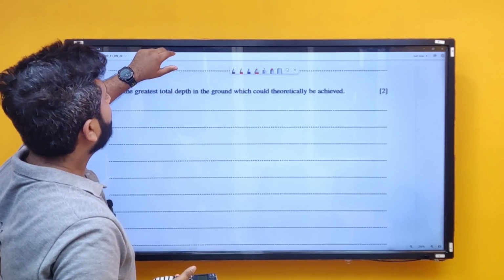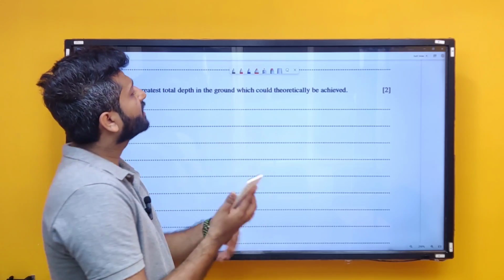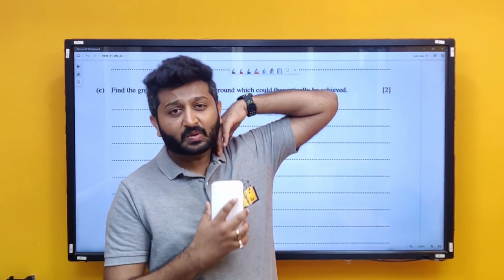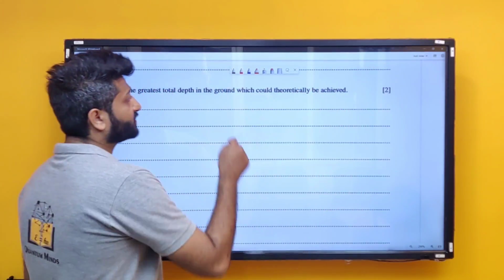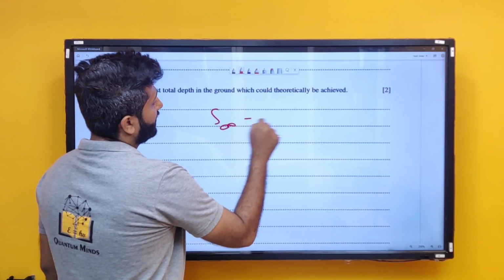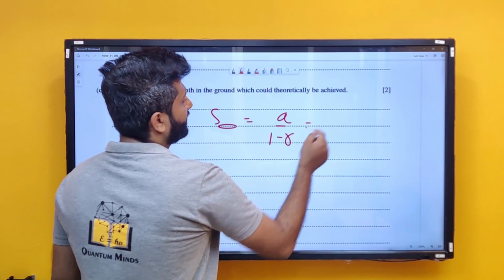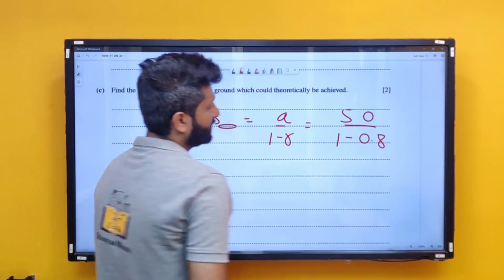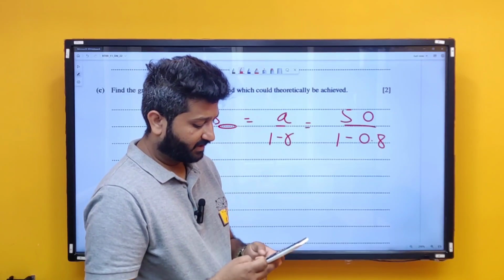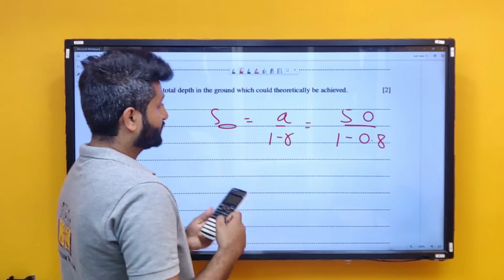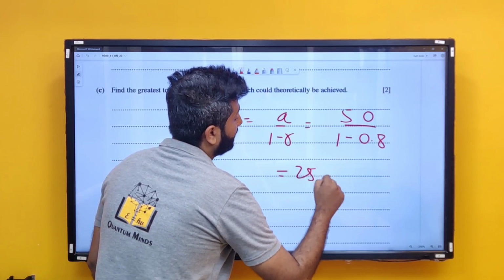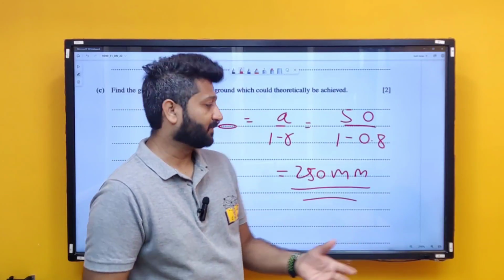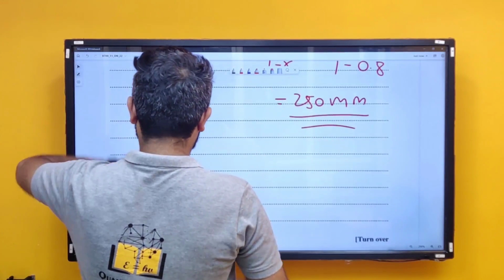Next, find the greatest total depth in the ground which could theoretically be achieved. So greatest total depth means the sum to infinity, right? The sum to infinity is given by a upon 1 minus r. We have a is 50 and 1 minus r is 0.8, so 1 minus 0.8 is 0.2, and 50 divided by 0.2 is 250 mm. So the greatest possible depth which could be achieved is 250 mm. Next question.